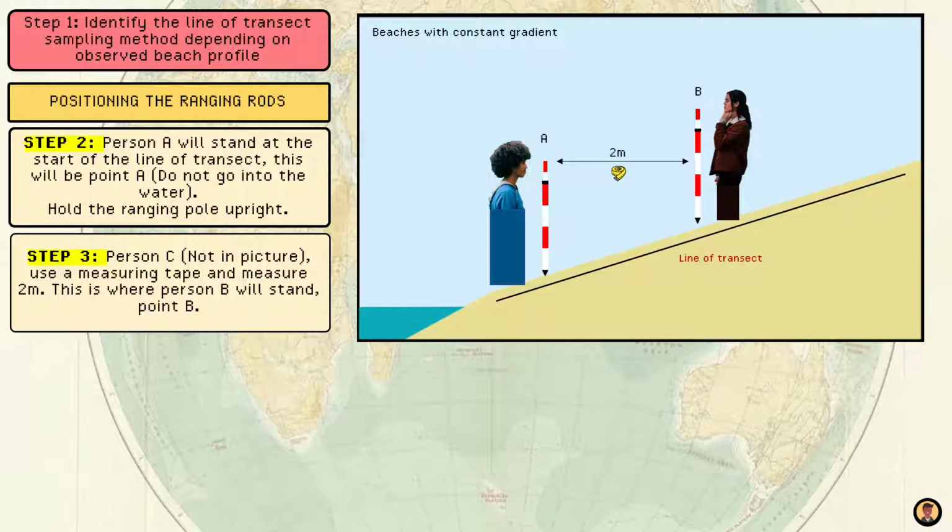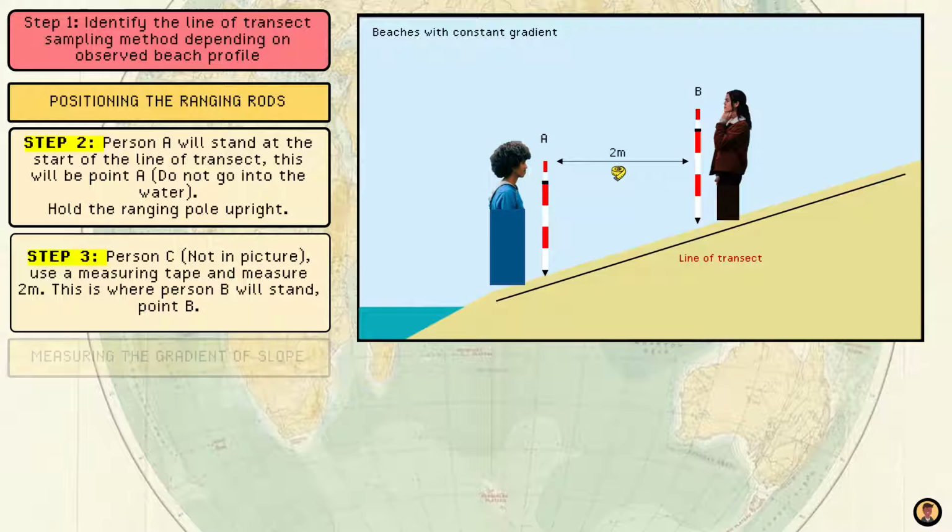Okay, so after measuring 2 meters, person B will take the position 2 meters away from person A. So basically this will be point B. Alright, so remember, person A takes position, person C measures the identified distance, and then person B will stand at the position identified by person C. Okay, so this is all there is to positioning the ranging rods.